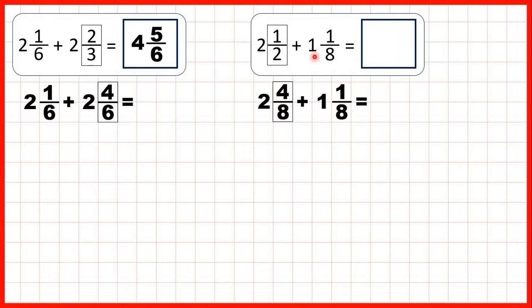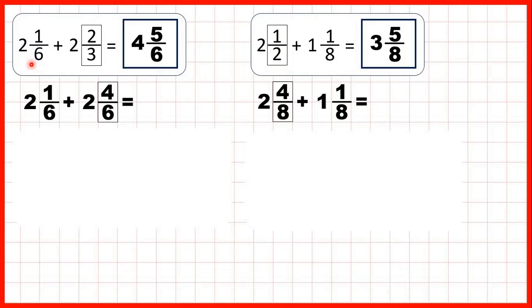So we're adding 1 and 1/8, and we start by adding the fractions. 4/8 plus 1/8 is 5/8, and we can write that in our answer line because it's less than 1 whole. Then we add our whole numbers. 2 plus 1 is 3, so our answer is 3 and 5/8.